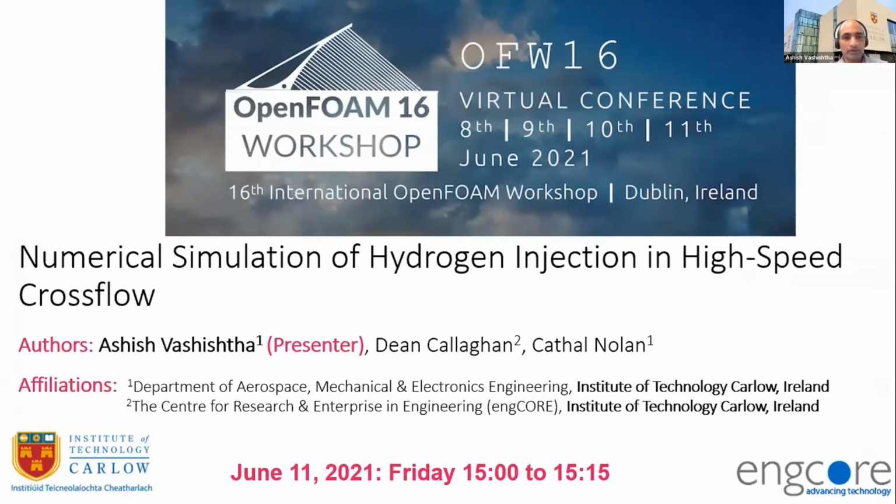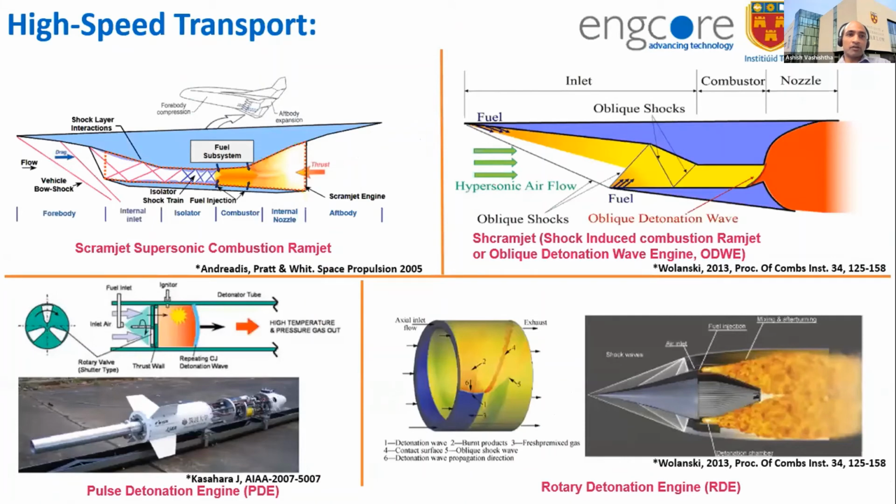So today I'll be talking about numerical simulation of hydrogen injection in high-speed crossflow. This is work I have done using one of the solvers developed by TU Munich in 2014, if I remember right, with my own academic interest in hydrogen injection in high-speed propulsion systems. My background is aerospace engineering, and I have previously worked a lot in hypersonics and with shockwaves. So that's where my interest comes from, and that's the reason I'm presenting this work here.